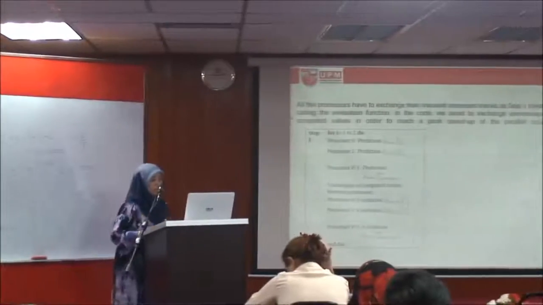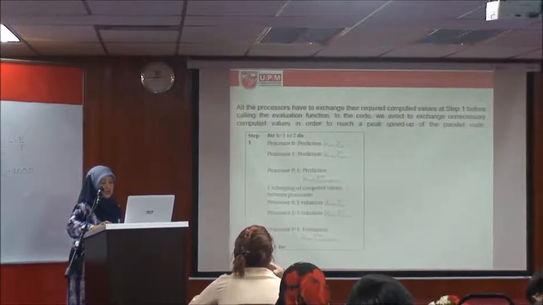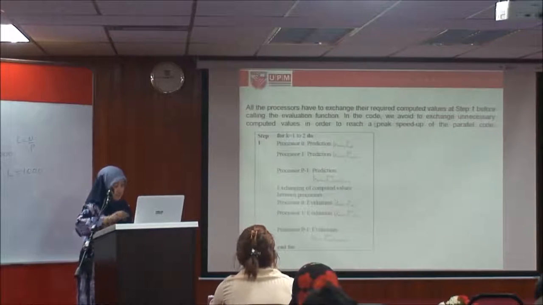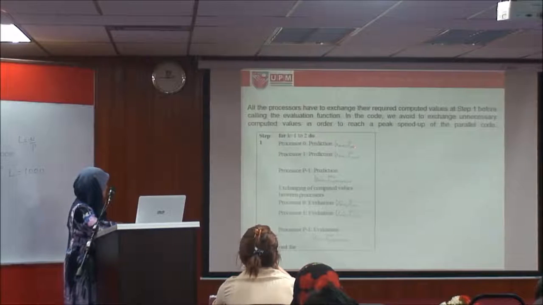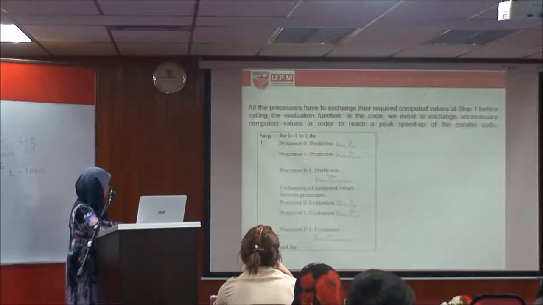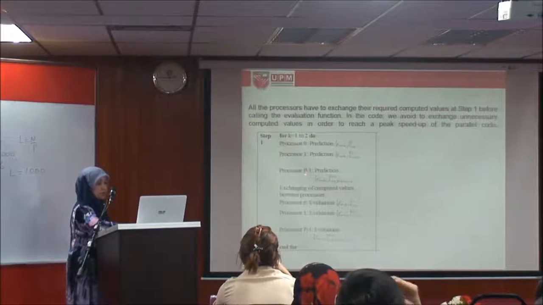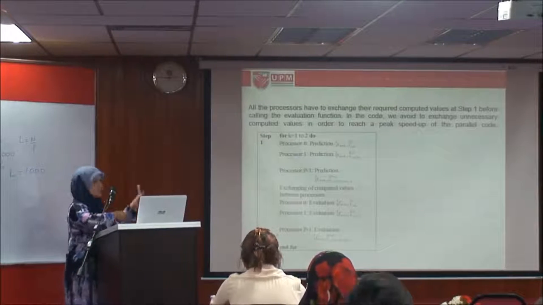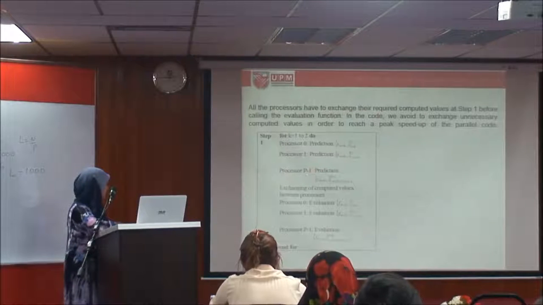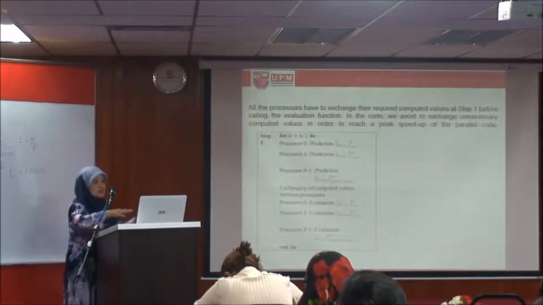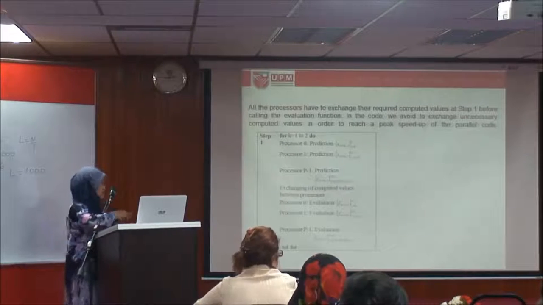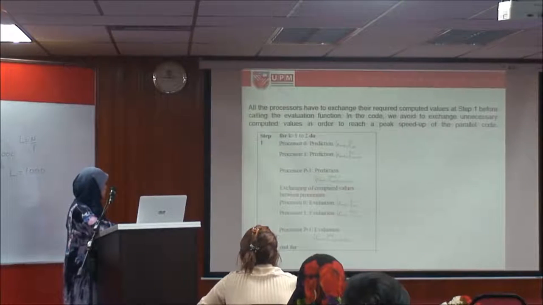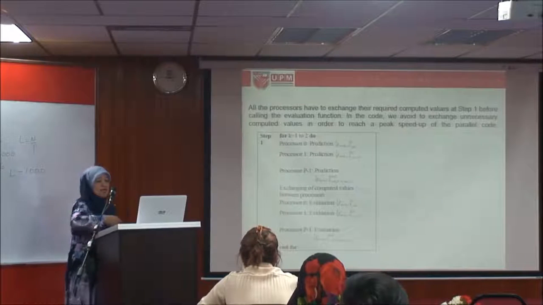Okay, so here all processors have to exchange their required computed values at step 1. So we look at this step 1 before calling the function evaluation. Now you can see that we have processor 0, processor 1, until processor 5, because it starts from 0. I just take this example: I have 6 processors from 0 until 5. Each will calculate its own equations, each taking 1,000 equations. But yet here, there's an exchanging of computed values between processors. Why do you think that I need this?